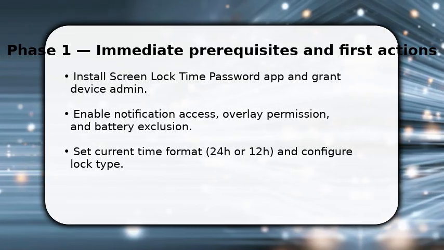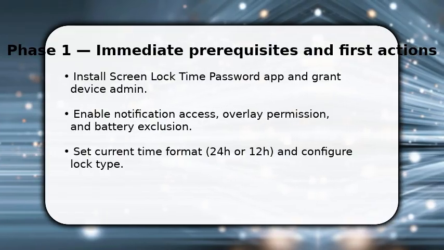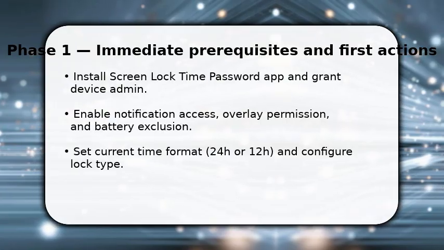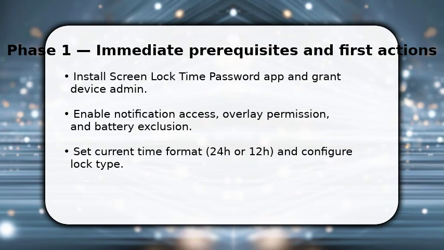Next, grant overlay so the lock screen replaces the default. Make sure battery optimization is off so it runs continuously. Then choose 24-hour or 12-hour mode and select numeric lock. This establishes the base from which time-based passwords work.